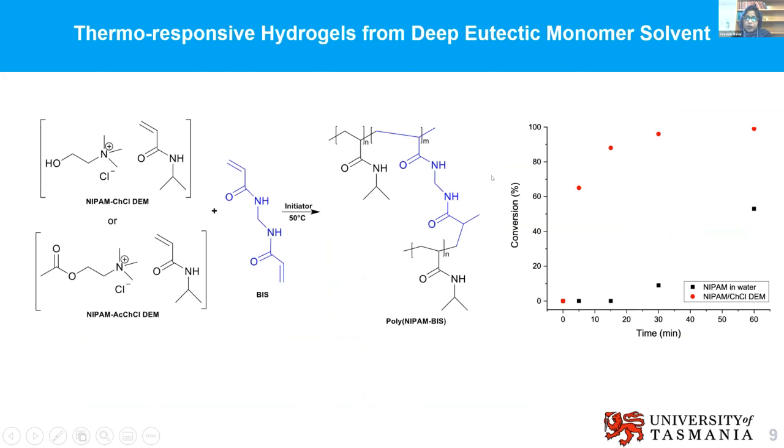Then we prepared thermoresponsive polymer hydrogel from these deep eutectic monomers. Those kinetic studies showed us that the conversion of polymer hydrogel from deep eutectic monomer solvent was nearly 100% within 15 minutes, while for the hydrogel prepared in water, the conversion was only 55% after 1 hour. So it was very much faster.